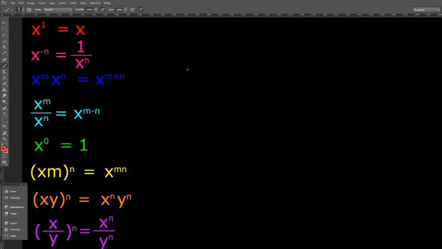Anyway, let's talk about what an exponent is, starting with the red law here. If you've got x to some power, I know that over there it just says 1, but I'm just talking about exponents in general. It means that I'm going to multiply x by itself some n number of times, and that n can be anything at all. So for instance, if I've got x to the 3rd power, that means I'm going to multiply x by itself 3 times, right?